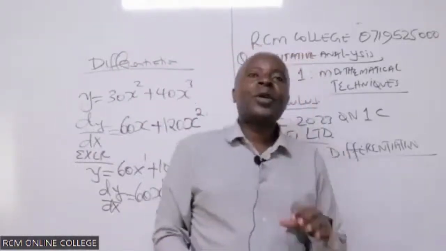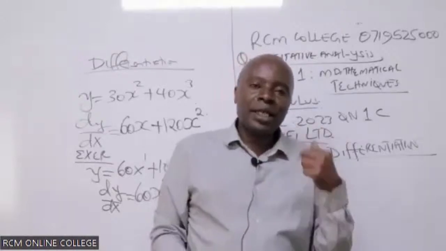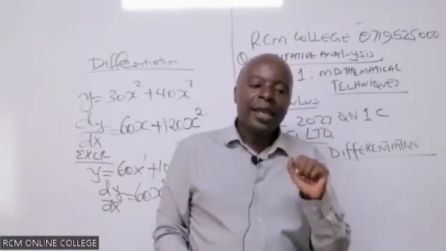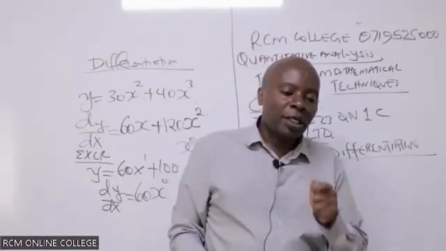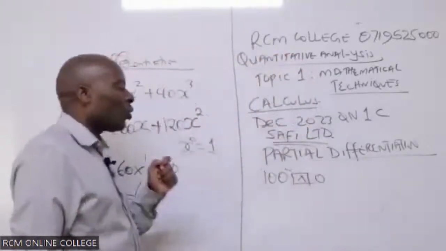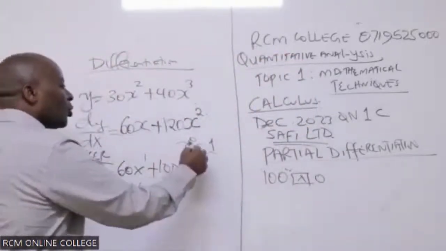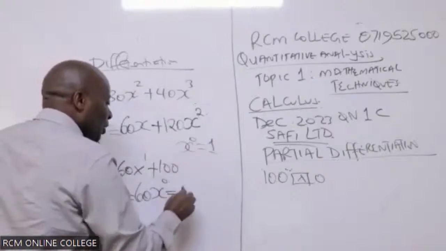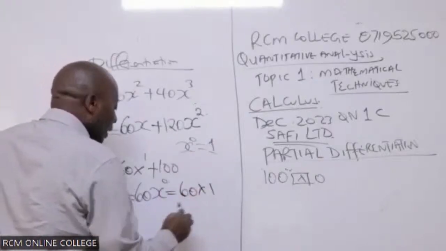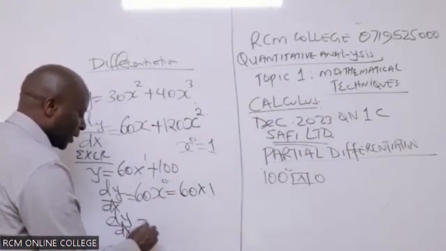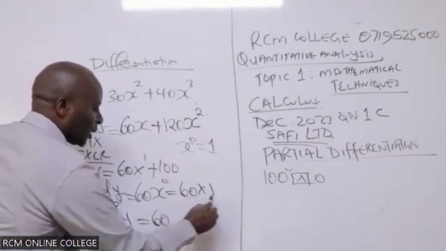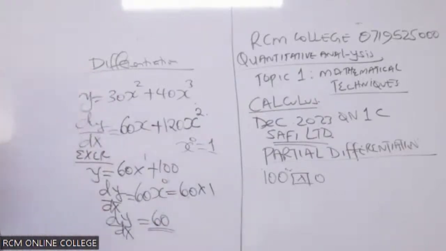Yes. So anything raised to 0, be it a letter or whatever, is always equal to 1. So in this case, x raised to 0 is 1. So this is the same as saying 60 times 1. And that is why you saw so many people saying that dy over dx equals 60, because 60 times 1 is 60.